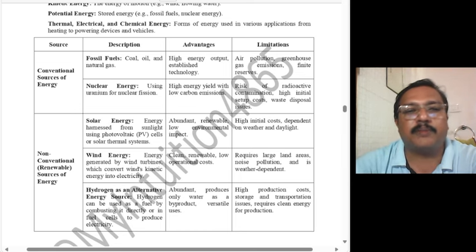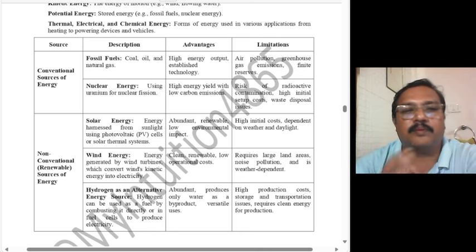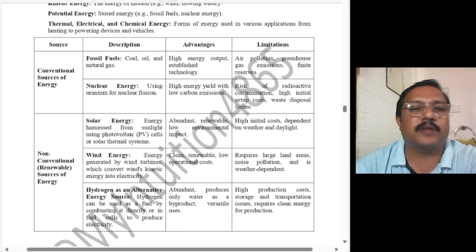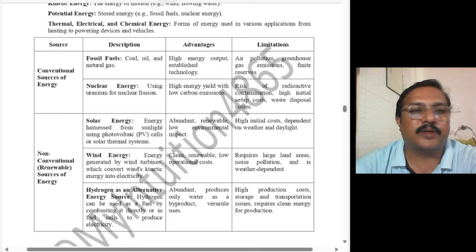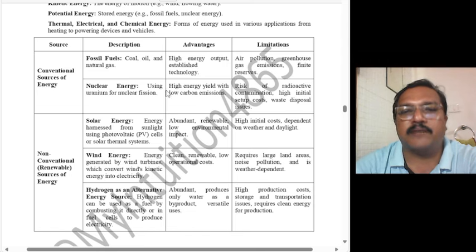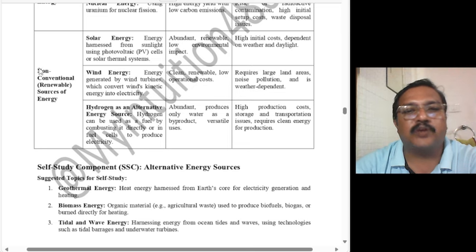But it has limitations: it is very challenging, with the risk of radioactive contamination and high setup cost to control the fission, like in nuclear power plants. Additionally, after using nuclear energy, disposal of the nuclear waste is a very complex problem nowadays. So those are conventional sources of energy. Now let us see the non-conventional or renewable, more sustainable sources of energy.